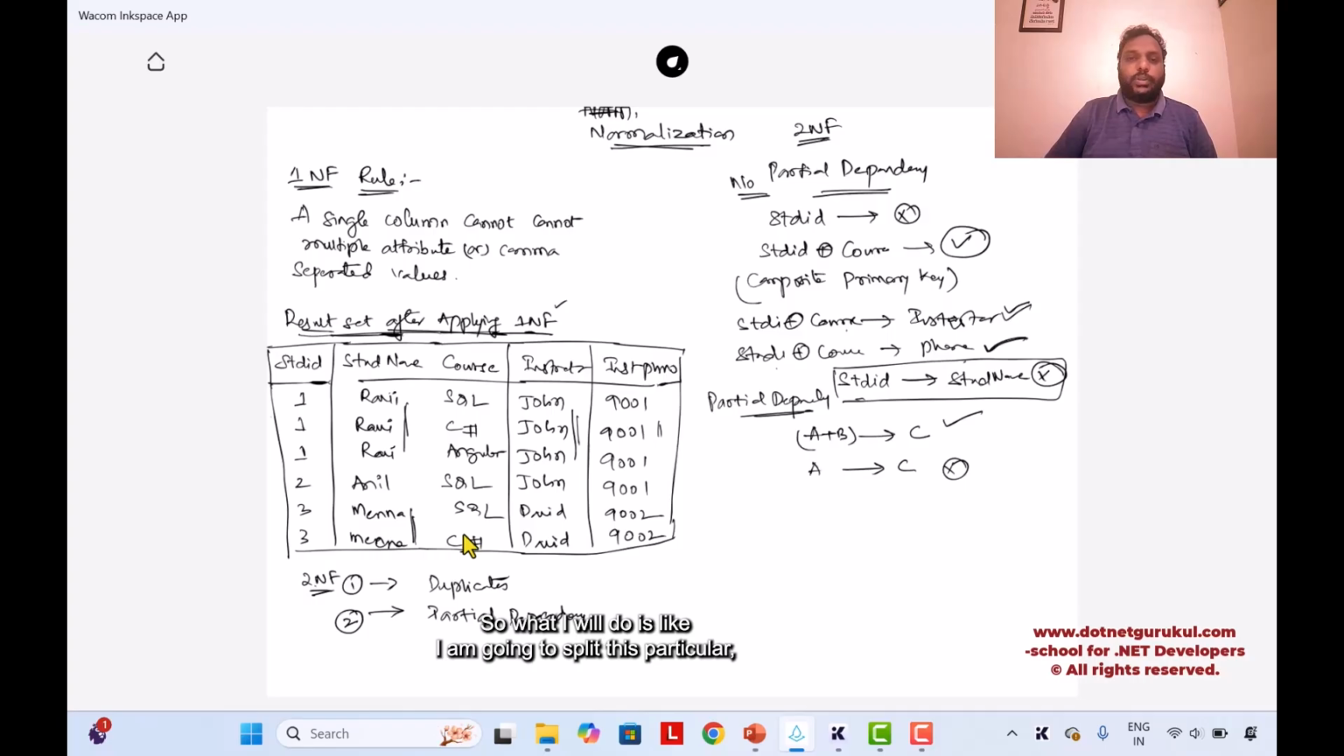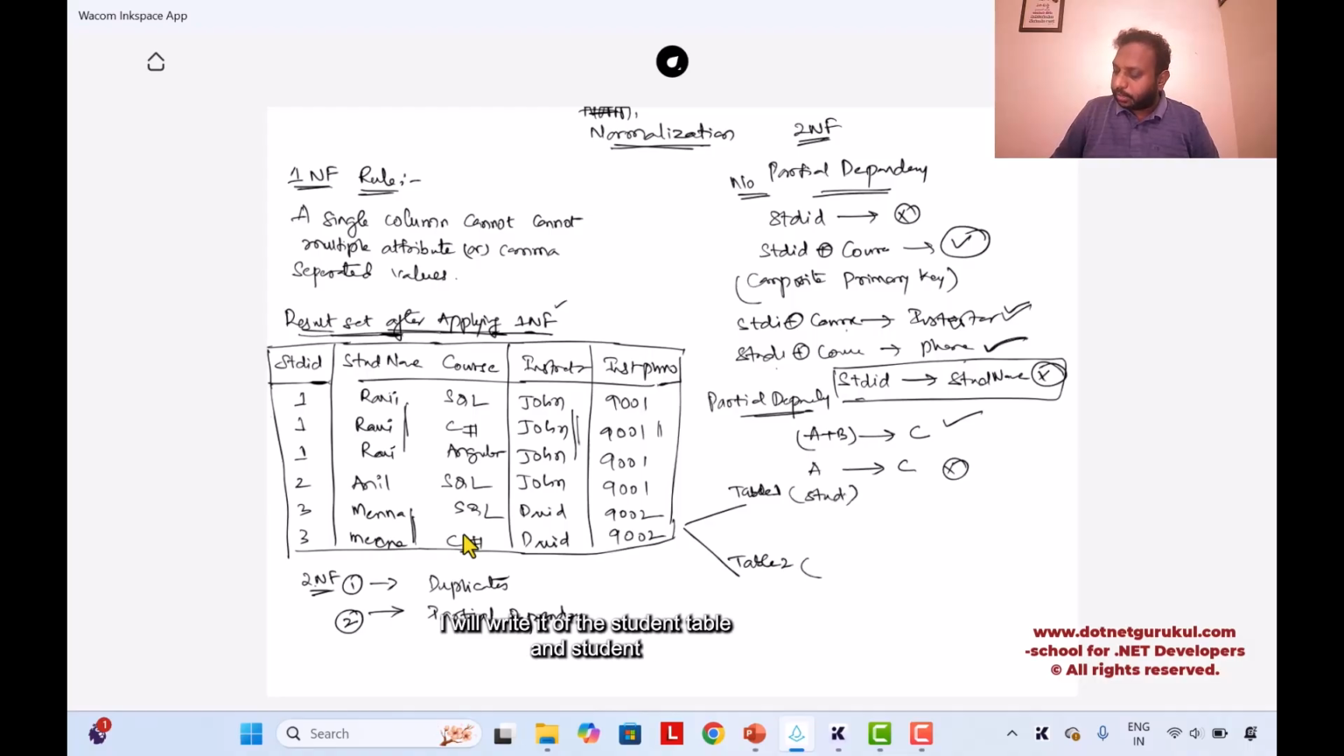So what I will do is split this table into two different tables. Whichever is the single student ID and the student name, which is the partial part of this composite primary key, I will take that into one table, and the composite primary key into another table. So I will split into two different tables, table 1 and table 2.